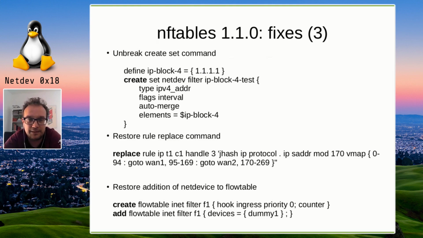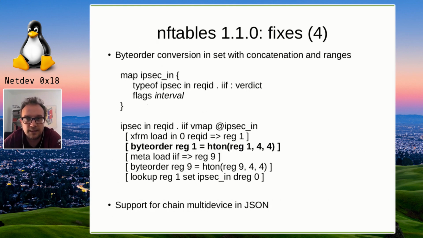In this slide, you can see that it is restoring addition of net device to flowtable. It is possible to dynamically add and remove devices to the flowtable. And these really require a bit of work to make it work. Now it was basically just a very trivial bug.